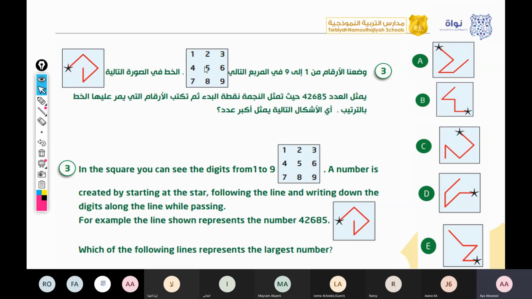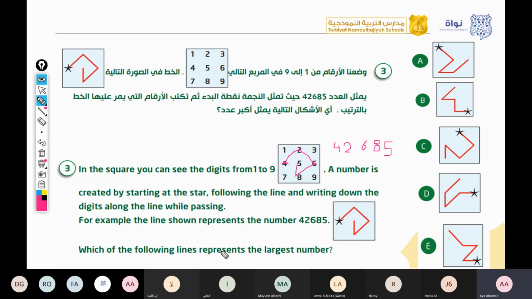Now you want to see the choices. It's important. In this square, you can see the digits from 1 to 9. A number is created by starting at the star, following the line and writing down the digits along the line while passing. So you will start from the star and copy this with the numbers. From here, you start from 4, then 2, 6, 8, 5, and this number reads as 42,685. But they don't ask about the number, we just waste our time.